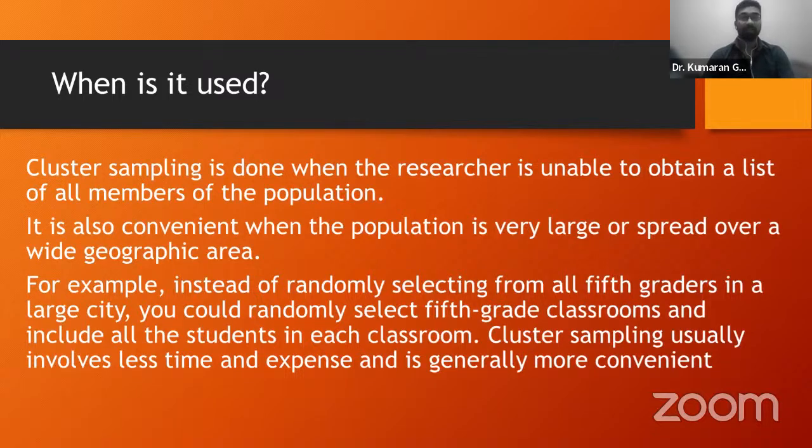And when is cluster sampling used? Okay, cluster sampling is done when the researcher is unable to obtain a list of members of the population. It is also convenient when the population is very large or spread over a wide geographical area. So we can use it because, like teachers, we can see a lot. For example, instead of randomly selecting from all fifth graders in a large city, we can randomly select fifth grade classrooms and include all the students in the classroom. Cluster sampling usually involves less time and expense and is generally more convenient.